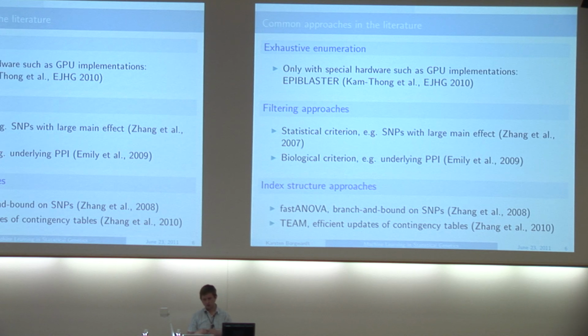We also tried a statistical filtering criterion, a machine learning based criterion where we used a support vector machine. We tried to find out which SNPs allow you to predict the phenotype with a decent level of accuracy, and then we only considered the pairs of SNPs that allowed you to do so.